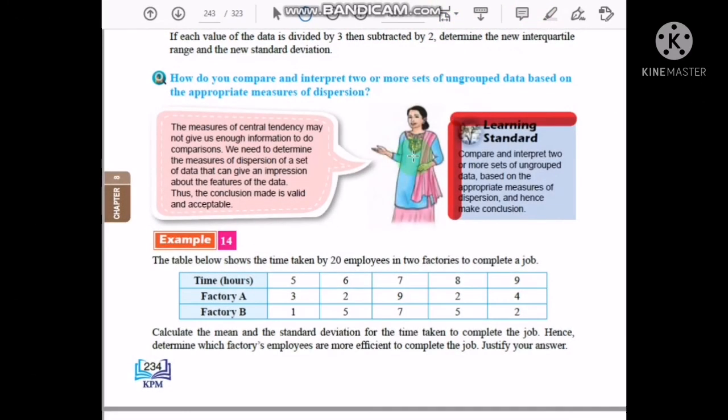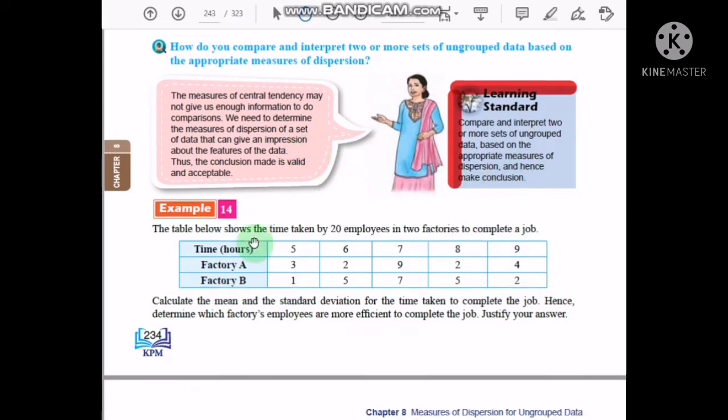Okay class, let's proceed with our next learning objective. Second last: compare and interpret 2 or more sets of ungrouped data based on the appropriate measures of dispersion and hence make a conclusion. Look at example 14. This is not important, you can read on your own. Let's proceed with example 14.